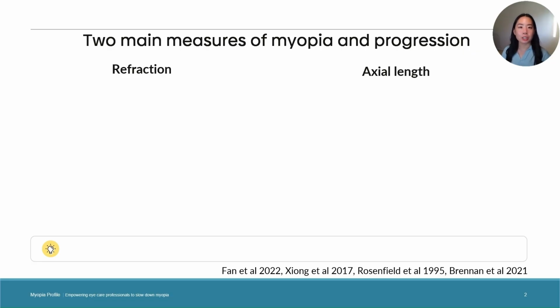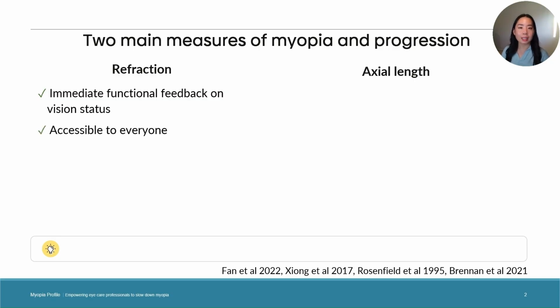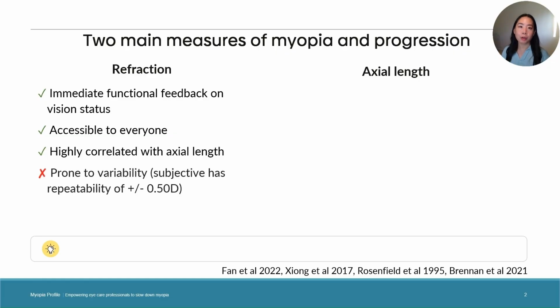So with refraction, it gives you immediate feedback on vision, meaning you'll know what a patient's visual function is like based on the magnitude of their myopia. All eye care practitioners can perform this, and it is highly correlated with axial length as well. It can be variable though, and to get the most accurate refraction, you'll have to cycloplege your patient.